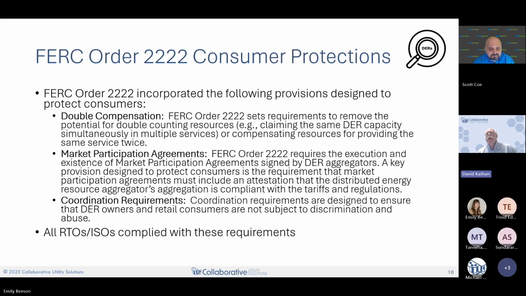And then another key aspect has to do with market participation agreements. In order to participate as an aggregation, a DER aggregation needs to execute a market participation agreement with an RTO or ISO. Generally, market participants in any of these RTOs need to sign similar market participation agreements, and FERC required the same for aggregators. These are in order to ensure that consumers are protected and that they attest that they'll follow the tariffs and rules and regulations, both at FERC and at state levels.